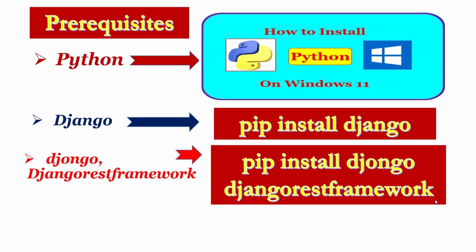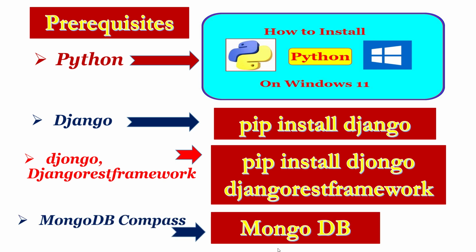Django REST framework will help us to create and build REST APIs in our Python web development. Next, we need to install MongoDB on our system, and we can use MongoDB Compass, which is a tool that provides a UI for creating MongoDB databases and the rest of the things. So this is all about the prerequisites we should have ready to create this application.